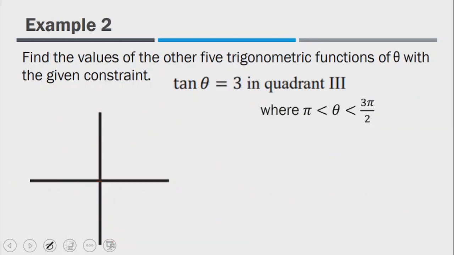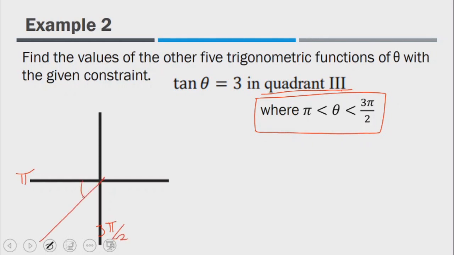So in example 2, we are given that tan theta equals 3, and we are in quadrant 3. Again, instead of saying quadrant 3, they might put it like this, that it is between pi and 3 pi/2. So that's quadrant 3. Let's draw the reference triangle. We know that tan theta is opposite over adjacent. Tan theta will be 3, and 3 is just the same thing as 3/1, because 3 divided by 1 is still 3.